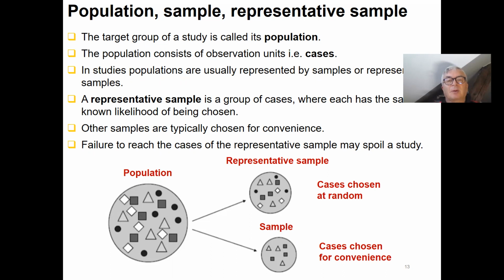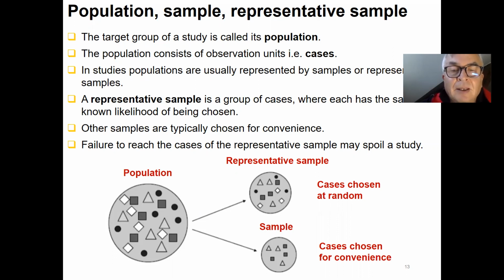A representative sample is a group of cases of the population where each has the same likelihood of being chosen. That's typically something you get when you have a random selection mechanism. So here you can see the squares and circles and triangles and whatever, and in just about the same proportions in this representative sample, you have the same type of cases.